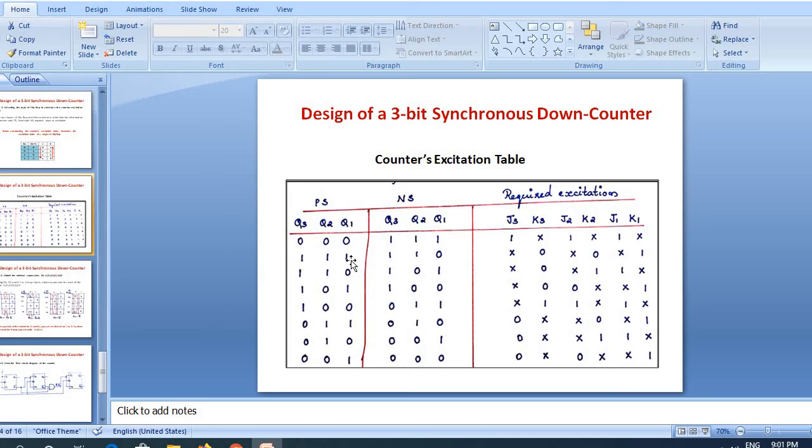Then it goes to 1, 1, 1. It counts down 1, 1, 0, 1, 0, 1, 1, 0, 0, 0, 1, 1, 0, 1, 0, 0, 0, 1. So, now you have to write the next state.